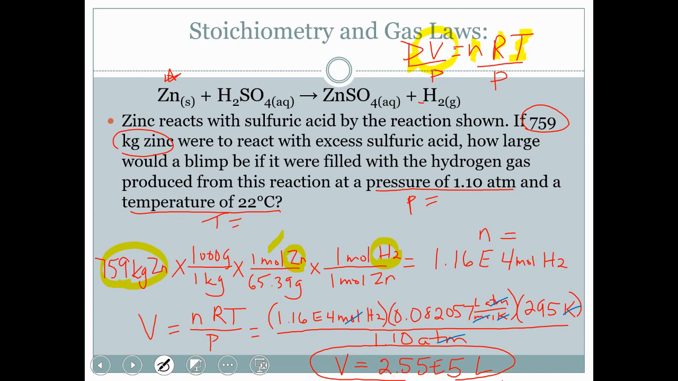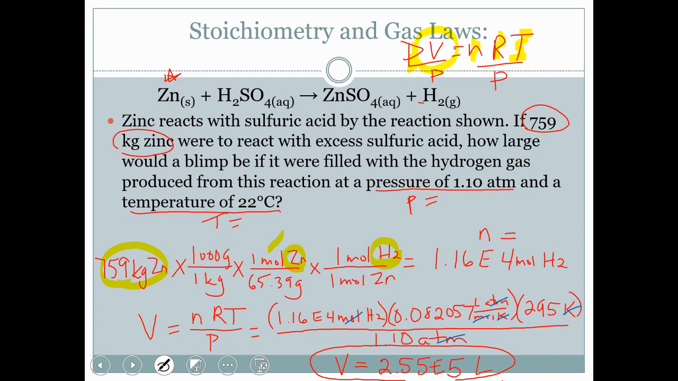Okay, so sometimes you have to do a stoichiometry problem first to get moles, and then use the moles of gas in a gas law problem to get the volume. Or if you knew the volume, maybe you would need to use the moles and the volume and the temperature to find the pressure or something.